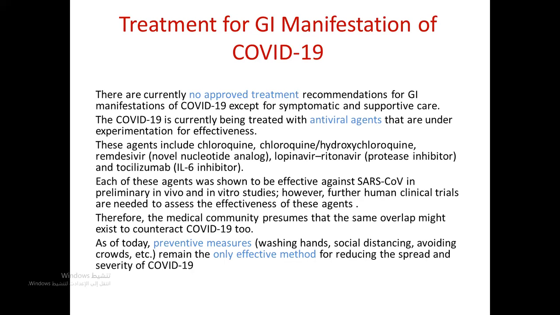Each of these agents was shown to be effective against SARS-CoV-2 in preliminary in vivo and in vitro studies. يعني هاي الانتيفيرال انتيبيوتيك هي فعالة حاليا بالمختبر وبالجسم البشري. However, further human clinical trials are needed to assess the effectiveness of these agents. يعني العديد من الدراسات نحتاج حتى نثبت فعالية هذه الأدوية. Therefore, the medical community presumes that the same overlap might exist to counteract COVID-19 too.